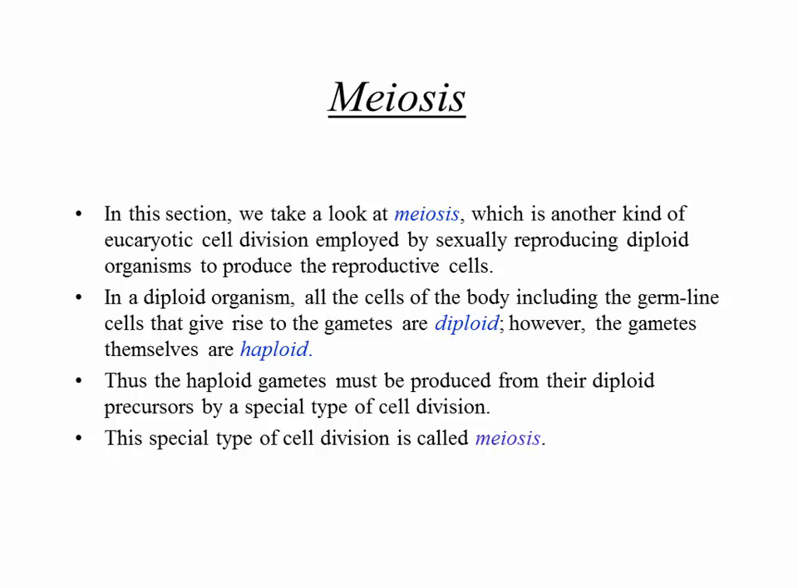So in a diploid organism, all the cells of the body, including the germline cells that give rise to the gametes, are diploid, right? However, the gametes themselves are haploid. So the gametes, the egg and the sperm, have only one copy of each chromosome. But even the precursors that give rise to the egg and the sperm have two copies of each chromosome. Thus, the haploid gametes must be produced from their diploid precursors by a special type of cell division, right? And this special type of cell division is called meiosis. We've seen a little bit of meiosis earlier in the chapter on genetic variation, but here we will take a more detailed look.